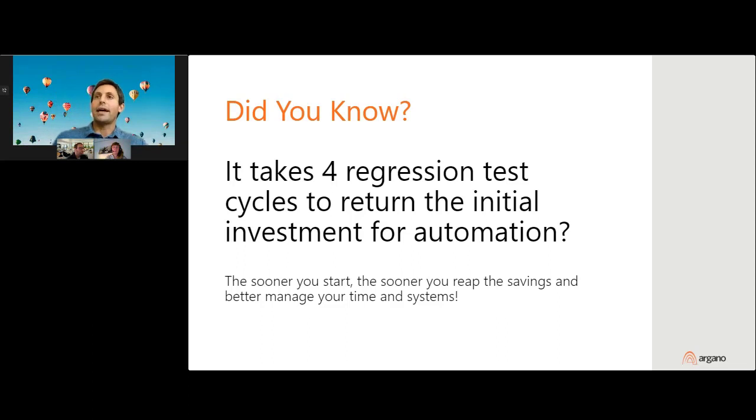If you were to engage with regression test automation services, we're looking at around 4 regression test cycles, so 4 runs of regression testing on the automated plan, in order for you to receive a return on that initial investment of setting it up. And we'll talk about how we get to that number. But basically, at this level, what we want to communicate is that the sooner you start on this, the sooner you can start reaping the benefits of cost reduction.